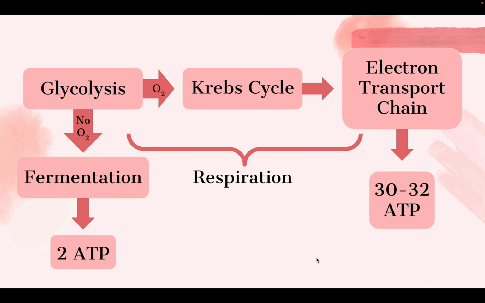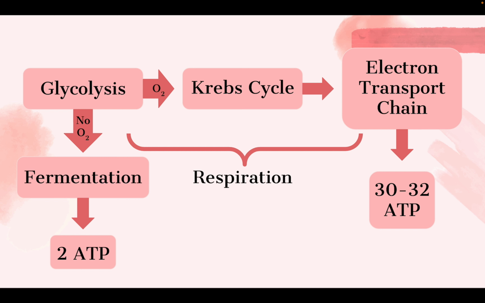First we're starting off with glycolysis, and this happens in the cytoplasm of the cell. So we don't need oxygen for glycolysis to happen. It can happen in either condition. It doesn't need oxygen, but whether or not it has oxygen changes where the whole process is going.